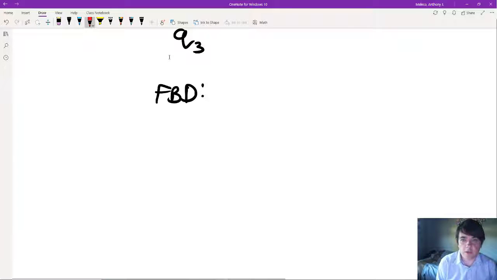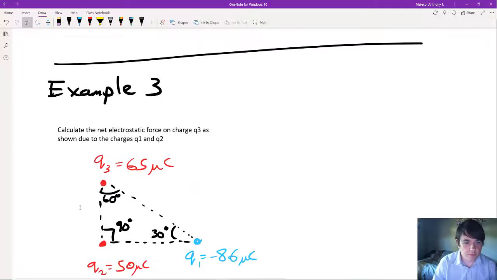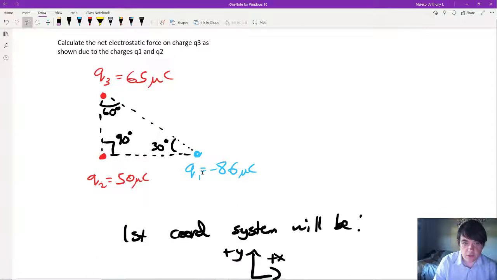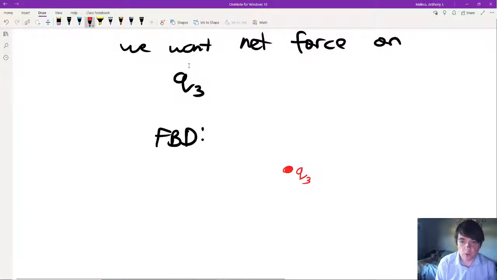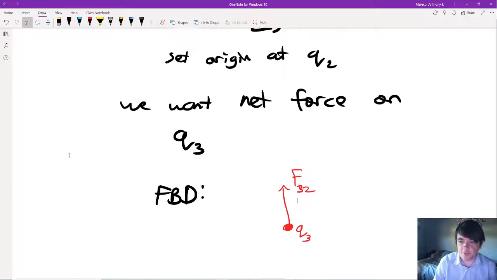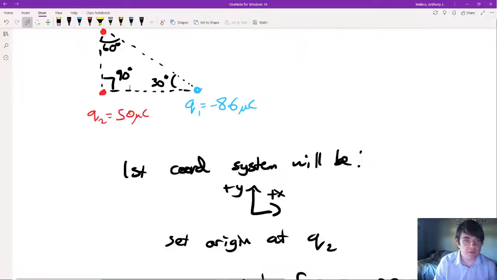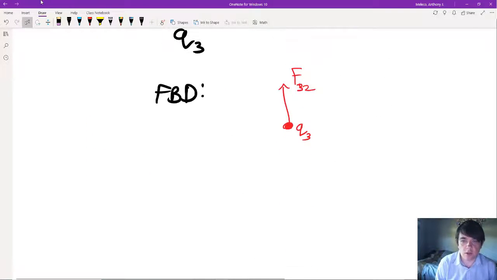So here's Q3. And we've got two forces. We've got Q2, which is repelling it because they're like charges. We've got Q1 that's attracting it. So it will look like this. This is F on 3 by 2, actually. I think that was charge 2. Yeah, on 3 by 2. And then you've got this second charge down here, which is 1, and that's going to be attractive.